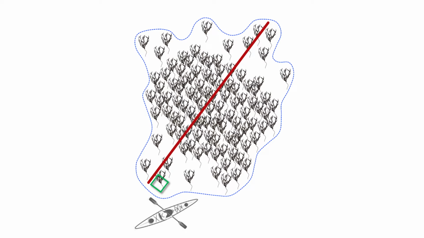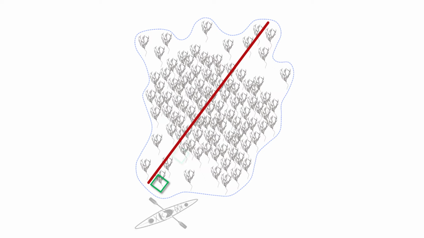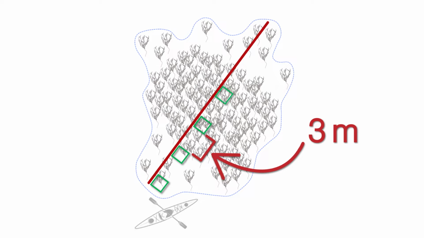When you're finished with one quadrat, flip the quadrat 3 times along the transect to move ahead 3 meters. This is your next quadrat location. Continue until you reach the end of the transect.